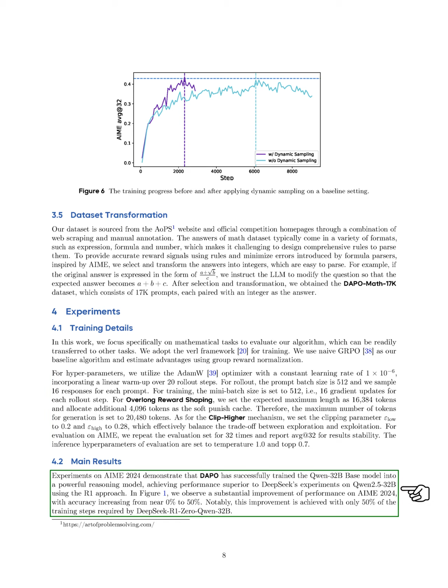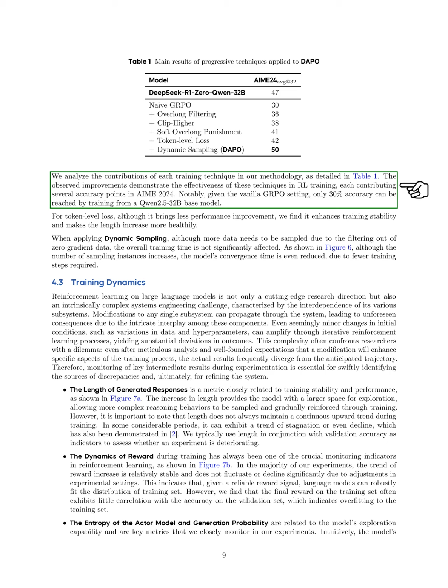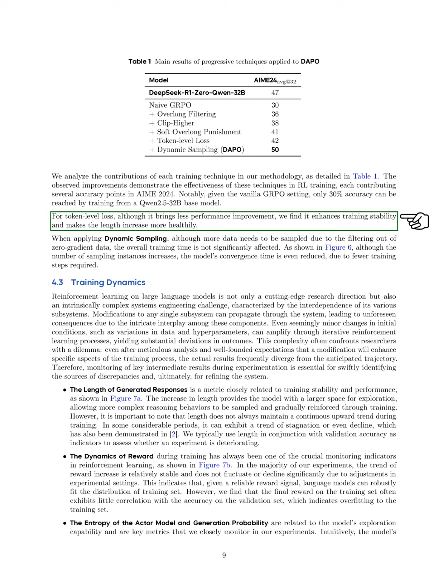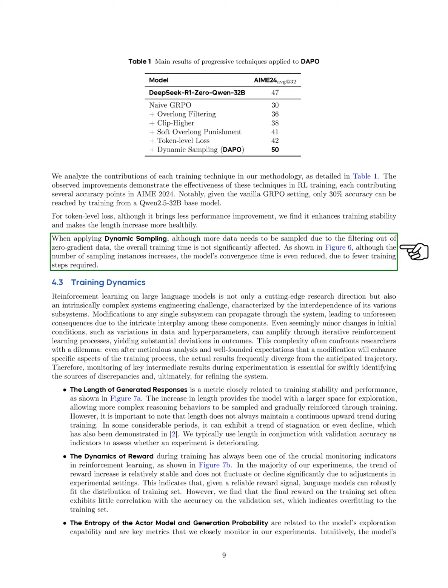Our experiments on AIME 2024 showed that DAPO effectively trained the Qwen 32B base model, outperforming DeepSeek's results with fewer training steps. We noted a significant accuracy increase, demonstrating the effectiveness of our training techniques. While token level loss didn't greatly improve performance, it did enhance training stability. Dynamic sampling required more data but did not significantly extend training time, and in fact, reduced convergence time.